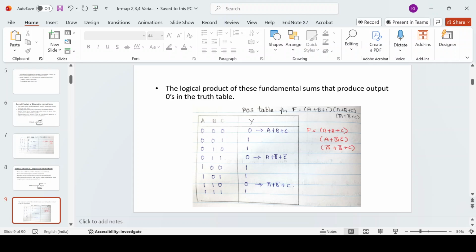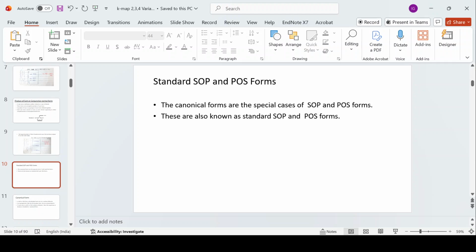Again, the product of sum can be represented in table format. We have 3 literals, so we can create a table with 8 combinations. The given function is a plus b plus c into a plus b dash plus c dash into a dash plus b dash plus c. The given terms, that is the sum terms, are represented as 0. The remaining terms are represented as 1.